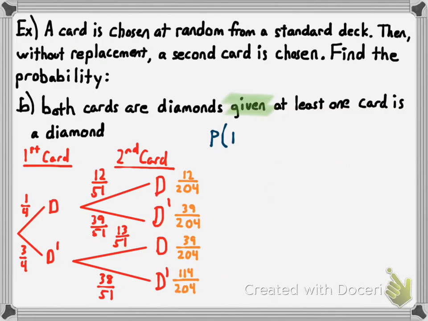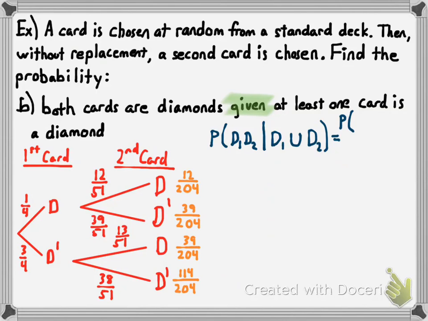I'm going to say, let's find the probability that we get a diamond on the first draw and a diamond on the second draw. And we want to do that given that we get at least one diamond. So given that we get either a diamond on the first draw, or, remember the union symbol is for "or," that we get a diamond on the second draw.